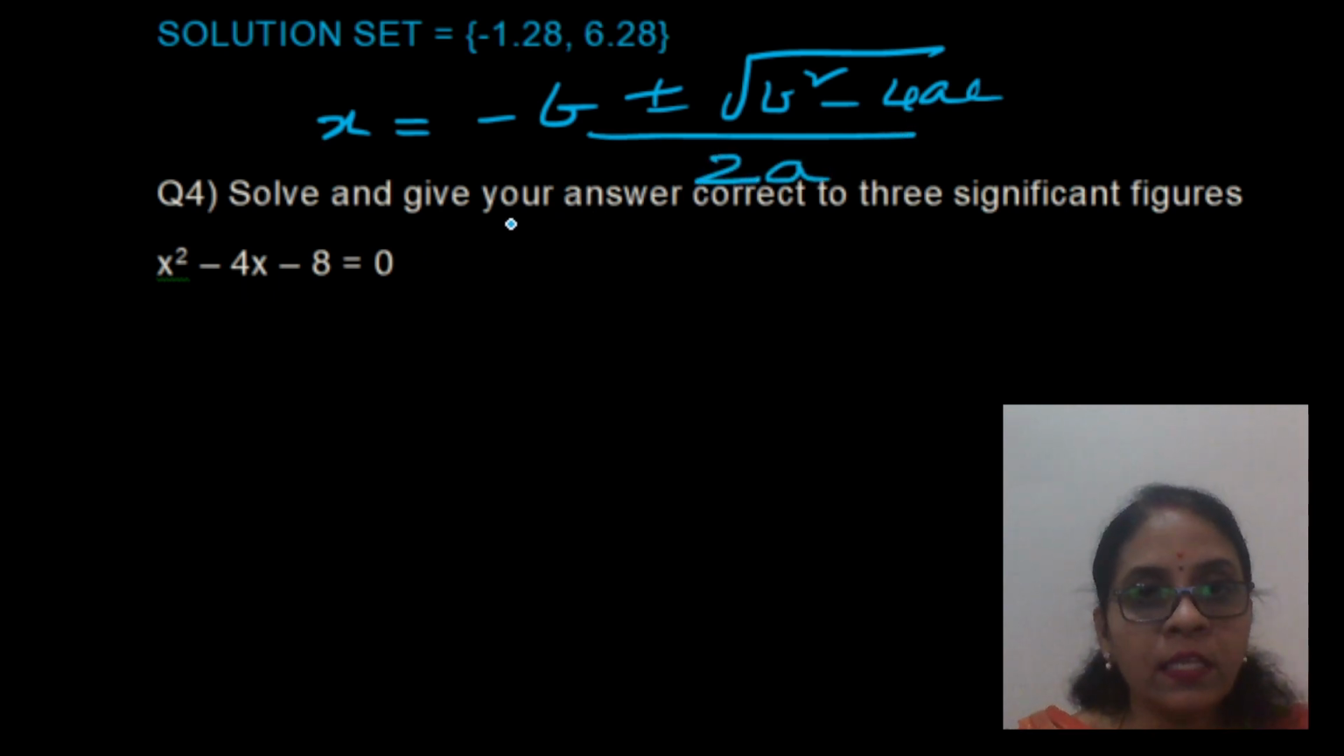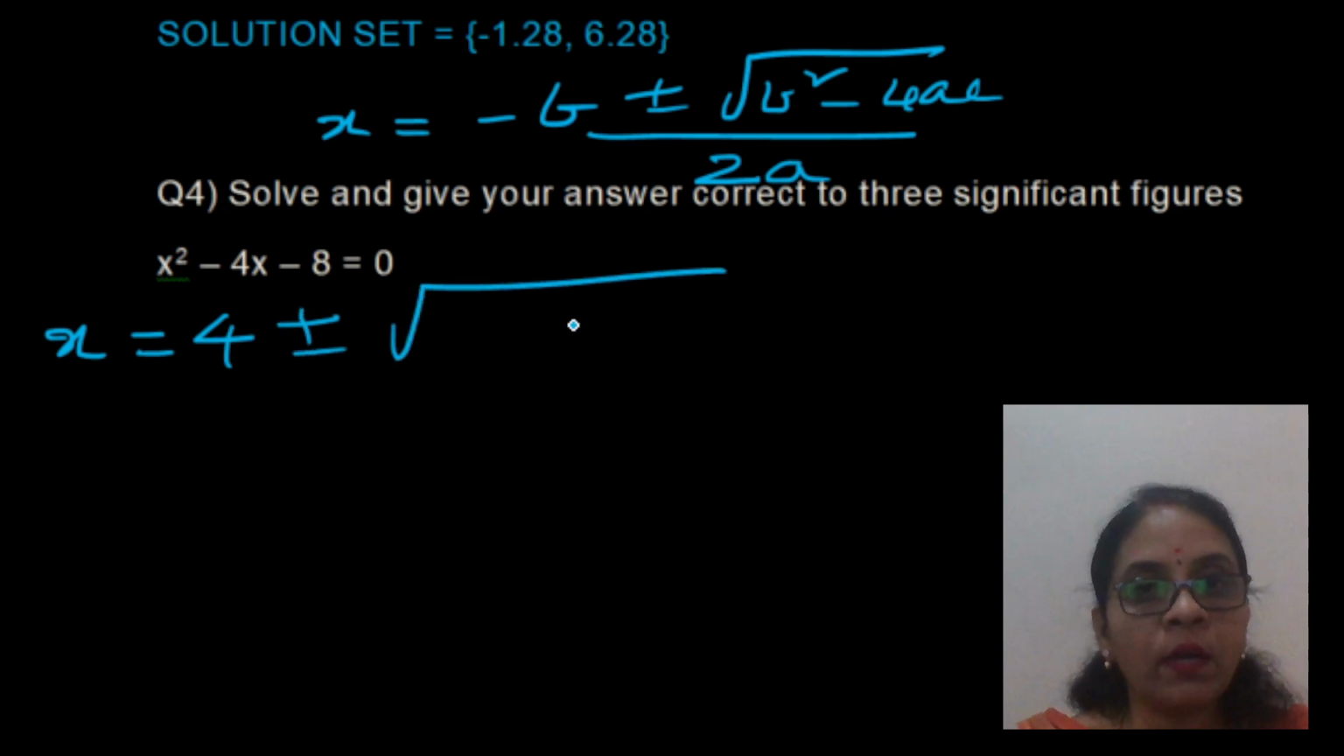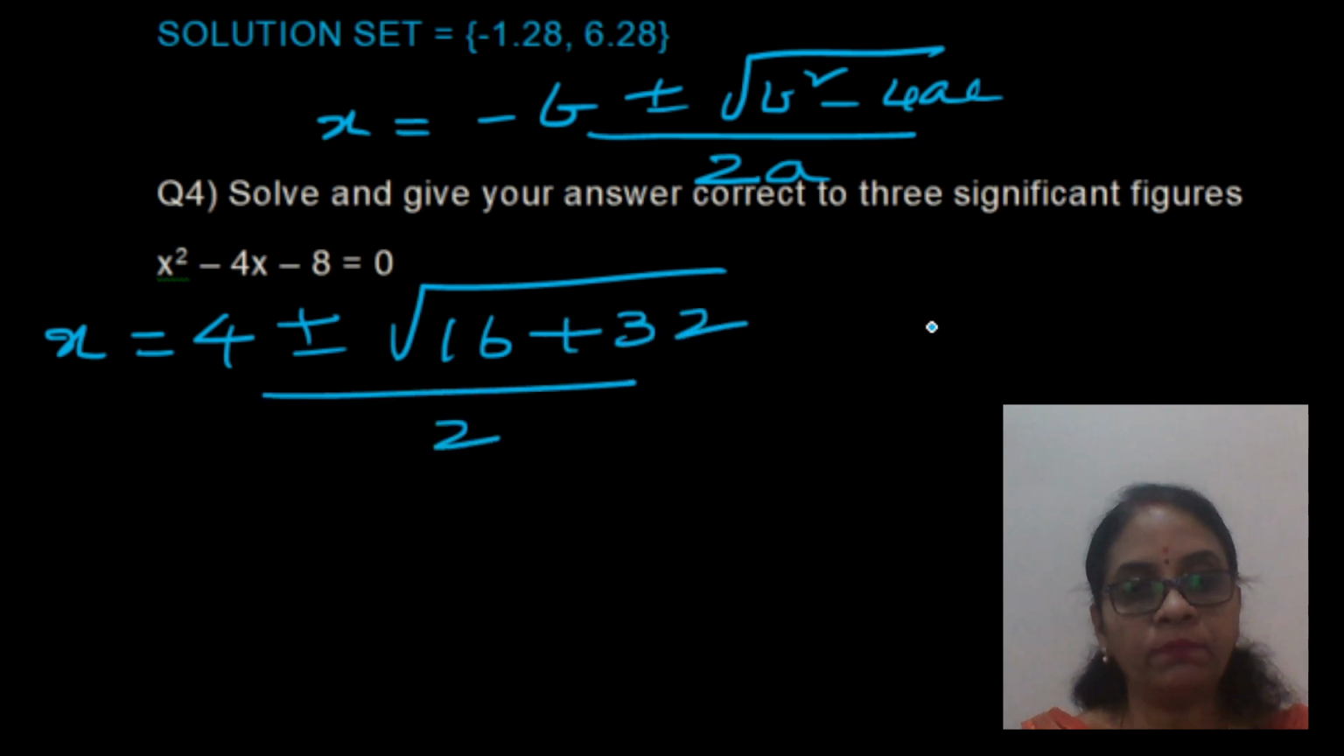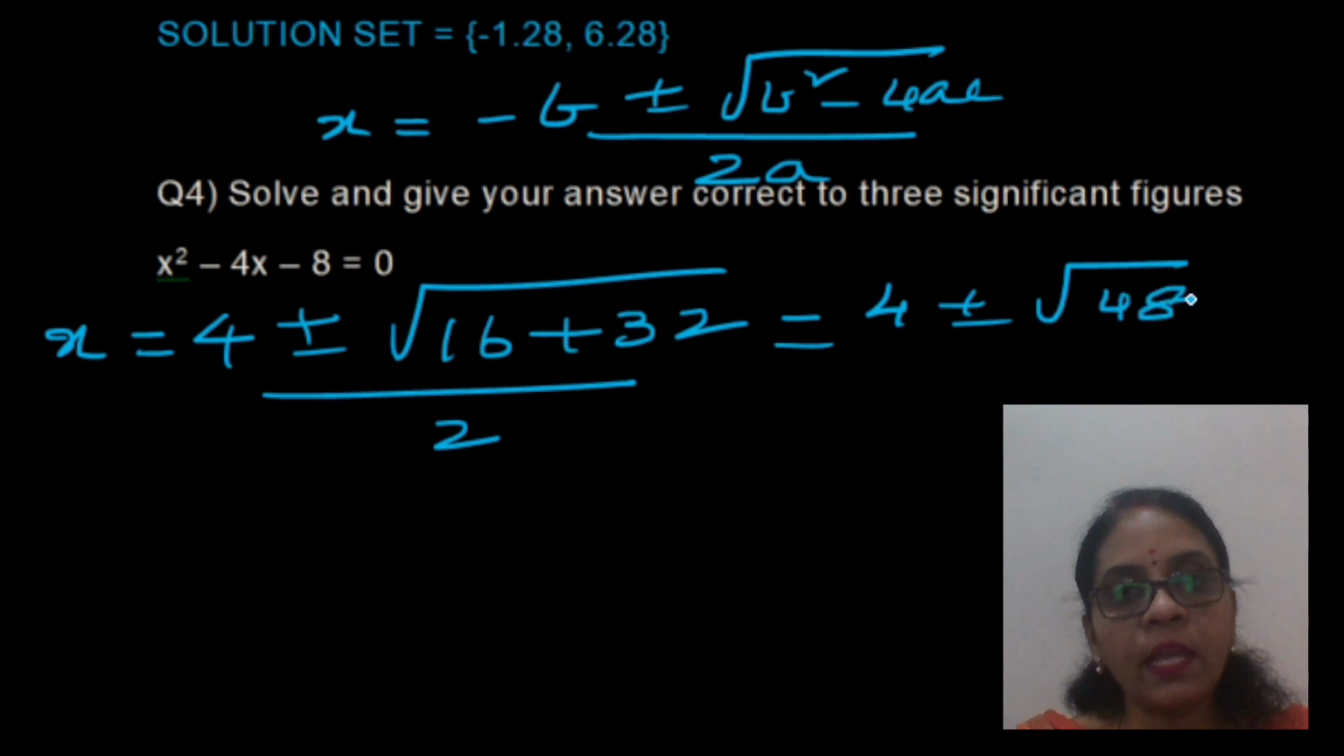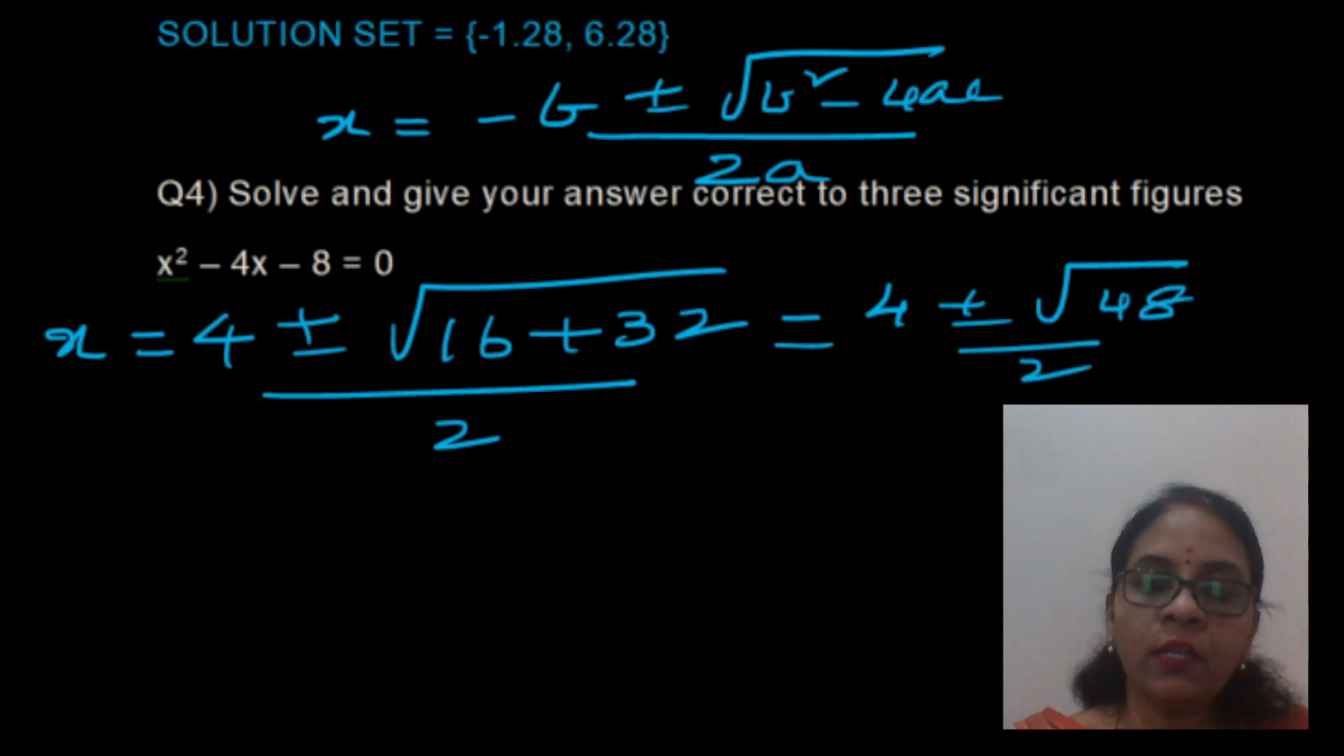So using that, a is 1, b is minus 4, c is minus 8, x is minus b, which becomes 4 plus or minus root over b square, 4 square, 16 minus 4ac, minus 4 into 1 into minus 8 becomes plus 32, by 2, which is equal to 4 plus or minus root 48 by 2. Root 48, children, you can write it as 4 root 3 because 48 is 16 into 3.